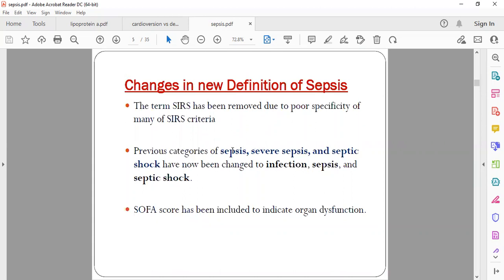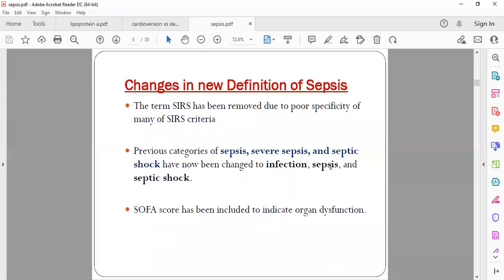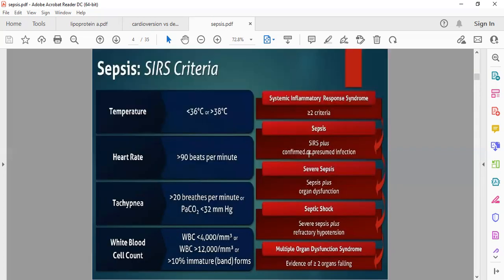Now, sepsis, severe sepsis, and septic shock have been replaced with infection, sepsis, and septic shock. What that means is that now if there is only evidence of infection, it is called only infection. For a patient to be called to be in sepsis, there should definitely be an organ dysfunction. So the severe sepsis terminology has been removed now. It has been replaced with sepsis. This is called infection, and this is called septic shock.